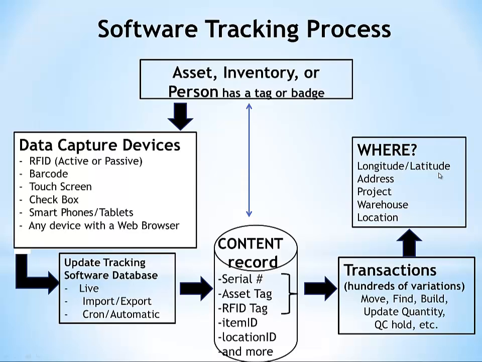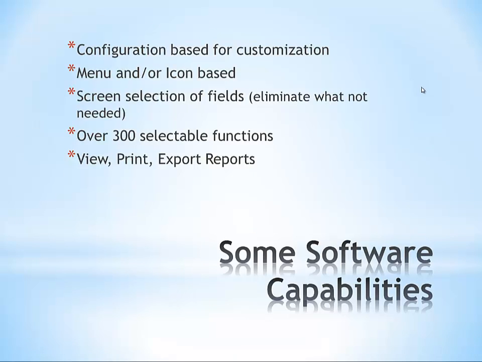And lastly, the where, as I mentioned, that's the longitude and latitude that can tie to a mapping application. You may have physical addresses with zip codes. It may refer to a project or a warehouse. So this is a basic tracking system. Again, it's obviously a lot more complicated than this, but from a high level, this is essentially how a tracking system operates.